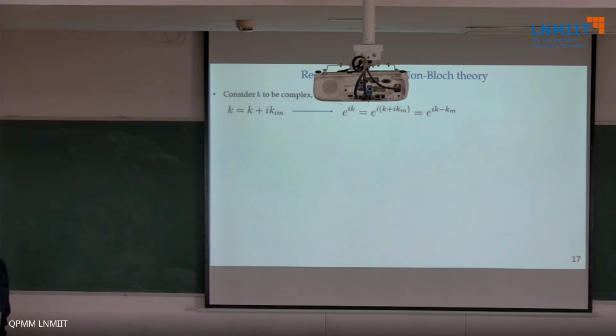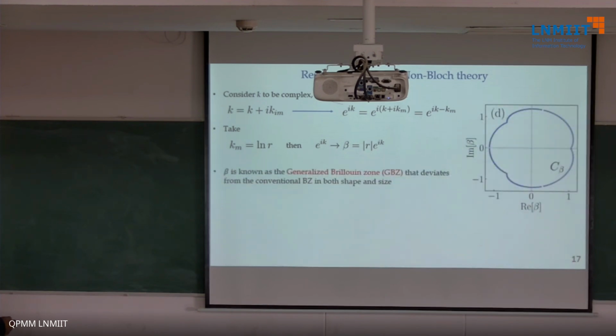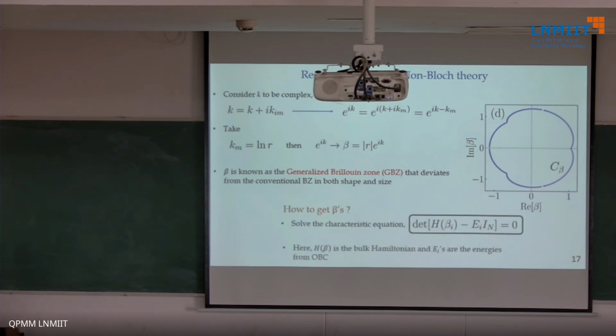Here k is not real because your energies are not real. So what you can do is write this k as a real part and an imaginary part, and write down this quantity as some mod of beta. So beta equals mod of r times exponential ik, and you can plot the generalized Brillouin zone, imaginary beta versus real beta. Beta is obtained by solving this determinant, the characteristic equation, with some boundary conditions.